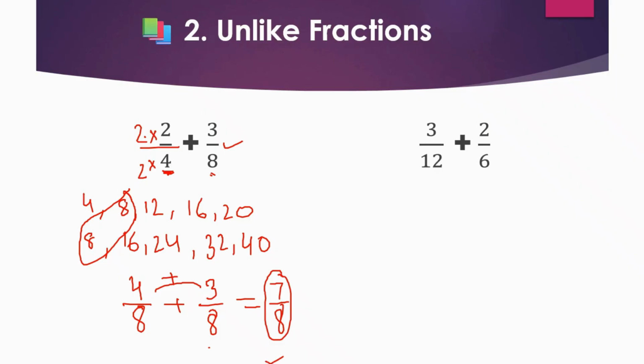Let's move on to the next one. In this we can see the denominators are different, 12 and 6. Let's write down the first few multiples of both numbers. Multiples of 12 are 12, 24, 36 and 48. And let's write down the multiples of 6: 6, 12, 18, 24. So the least common multiple here is 12.